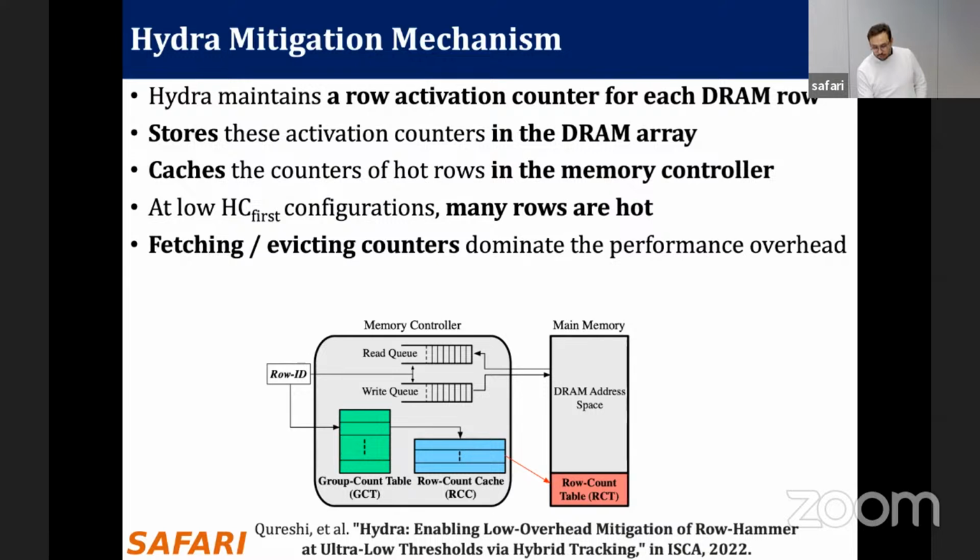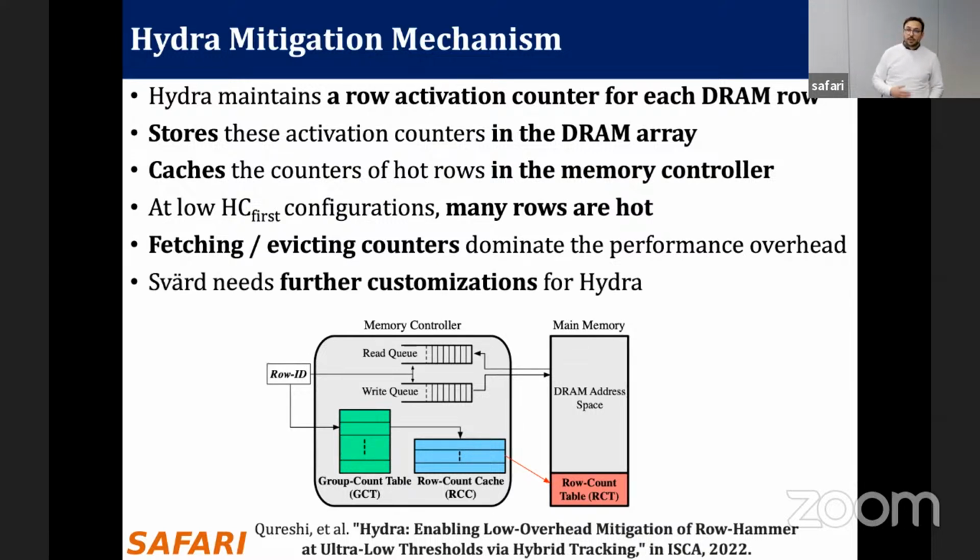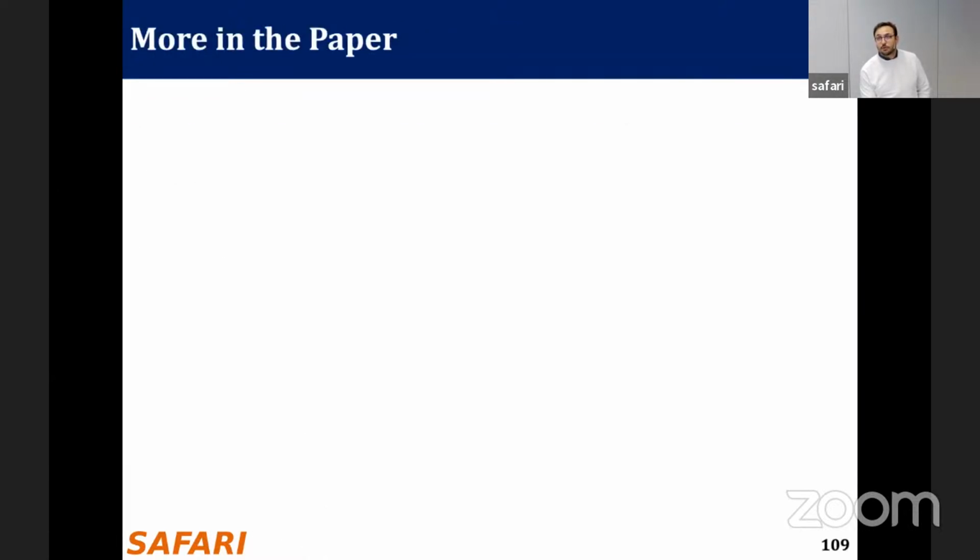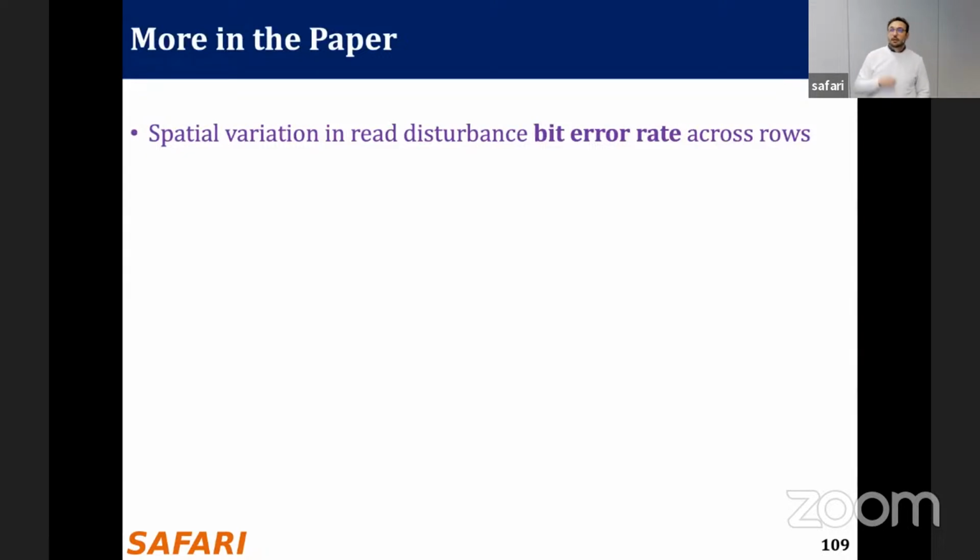And definitely we need to go for further customizations if we want to integrate Svärd with HiRA. For higher capacity cache configurations, for example, we can mitigate this dominance of the performance overhead by fetching and evicting counters. And in that case, it's possible to observe better performance improvements. But currently, it's a very low performance improvement, around 3%.